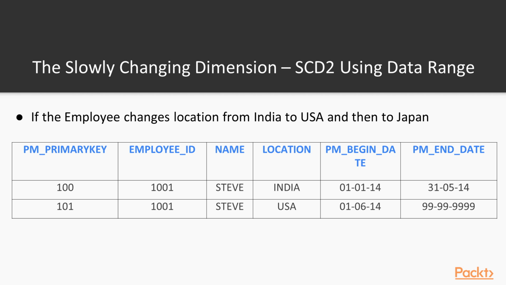Using date range, we're maintaining the complete history by adding a new record to maintain the history of the previous one. We'll add three new columns in the table, PM_primary key to handle the issues of duplicates, in the primary key in the employee_ID column, and PM_begin_date, and PM_end_date to understand the versions in the data. The advantage of using SCD2 is that you have complete history of the data, which is a must for data warehouse. However, the disadvantage is it consumes a lot of space.